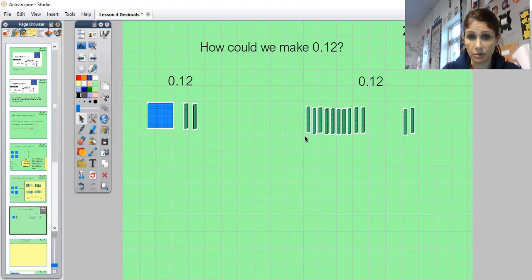But here's another way that we could make it. We could actually replace our tenths block with 10 hundredths blocks. So we could actually make it with 12 of our hundredths blocks. So actually, it is also 12 hundredths. That's how we're writing it. Okay. So 12 hundredths.